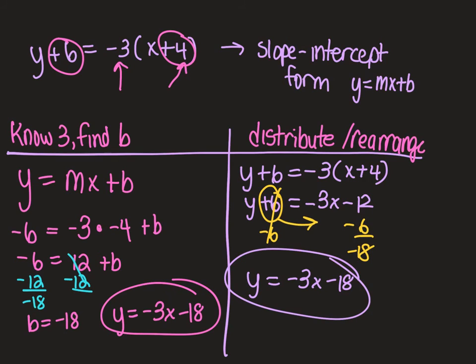Same thing I got last time. Last time I did the know 3, find b. This time I distributed. It's kind of more algebraic. I just solved the equation for y. Y equals negative 3x minus 18.